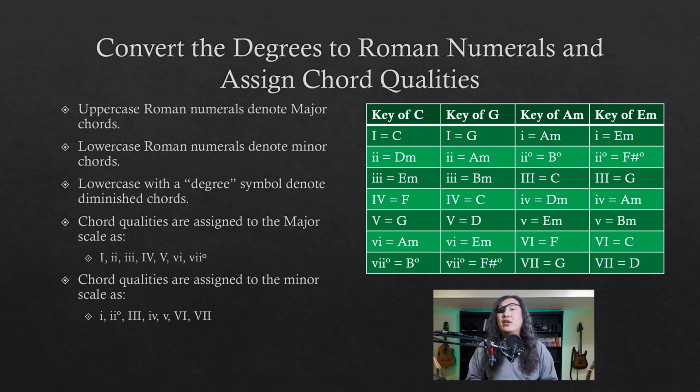As long as I can remember 1, 4, and 5, it gets me almost halfway there for both major and minor keys. 1, 4, and 5 are always major in major keys. 1, 4, and 5 are always minor in minor keys. 7 is always diminished in a major key. 2 is always diminished in a minor key. And then the others is just a process of elimination.